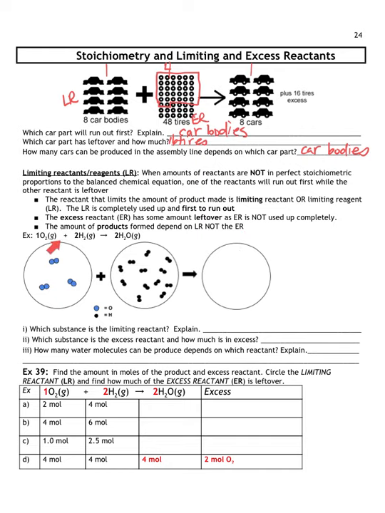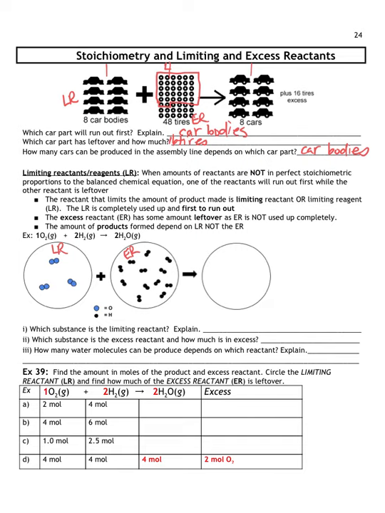So let's look at it in terms of a chemical reaction. Once again, a simple one is oxygen reacting with hydrogen to form water vapor. It's a 1 to 2 to 2 ratio. Now, I want to see if the reactants are in a 1 to 2 ratio. If I have 3 molecules of oxygen, I need 6 molecules of hydrogen, and I have more than 6 molecules of hydrogen. So I know that the oxygen is going to run out first. Oxygen is going to be my limiting reactant, and hydrogen is going to be my excess reactant.